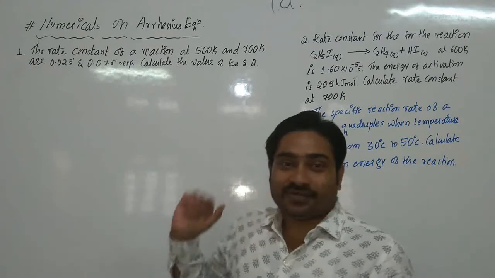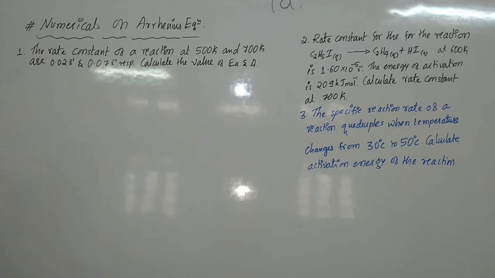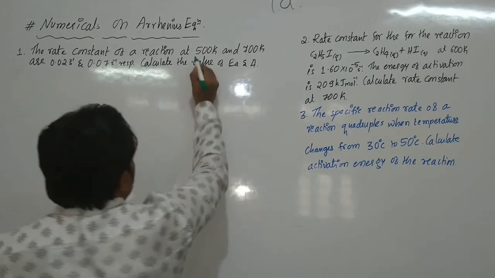Okay, let's start with this. Here the rate constant of a reaction at 500 Kelvin and 700 Kelvin.